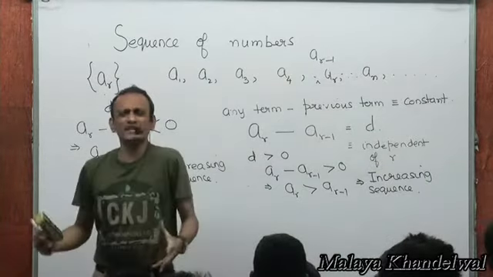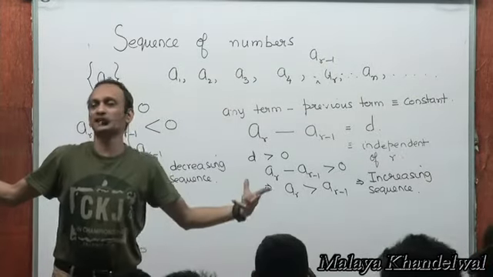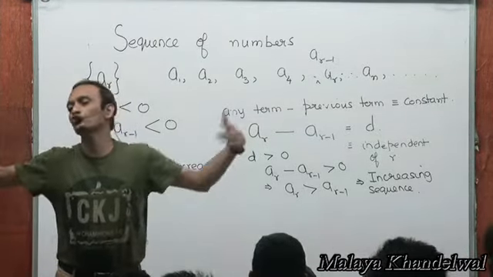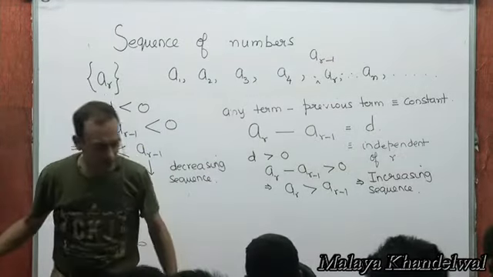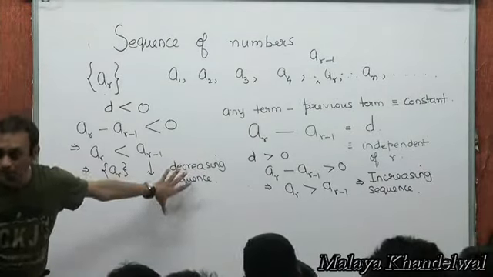So that's only a special case. D equal to 0 is just a collection of identical numbers. Theoretically, it's an AP, but practically, we don't look upon that as an AP. Right? Arithmetic progression. Now, so on and so forth. This is fine with all of you, right?